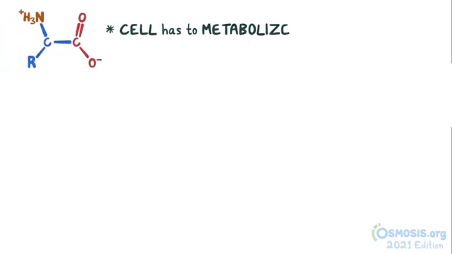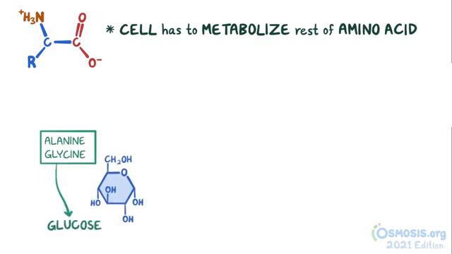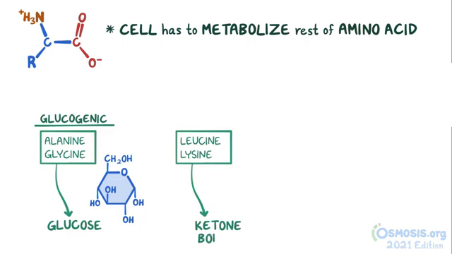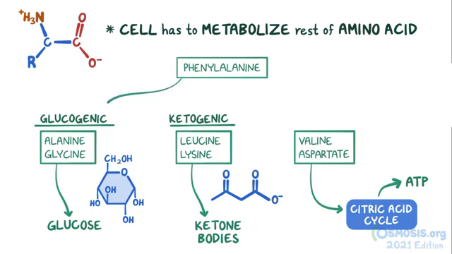Now, in addition to the nitrogen-containing amine group, the cell still has to metabolize the rest of the amino acid. Some amino acids, like alanine and glycine, serve as substrates to make new glucose, and we call those glucogenic amino acids. Other amino acids, like leucine and lysine, form alternative energy fuels called ketone bodies, and we call those ketogenic. And other amino acids, like valine and aspartate, can feed directly into the citric acid cycle and lead to the formation of energy as ATP. Some amino acids, like phenylalanine, can do it all, being glucogenic, ketogenic, and feeding into the citric acid cycle as well.